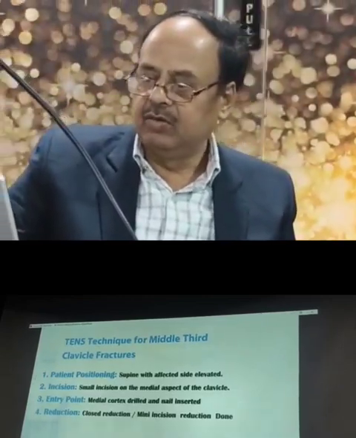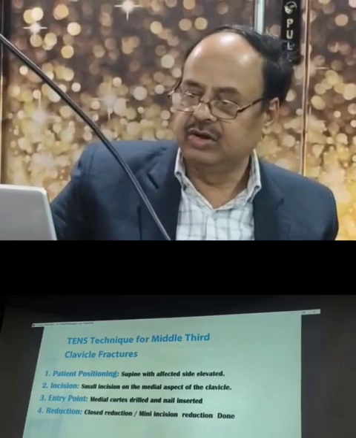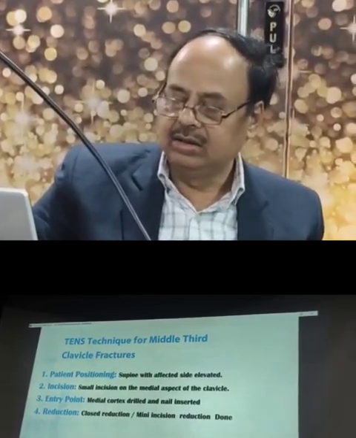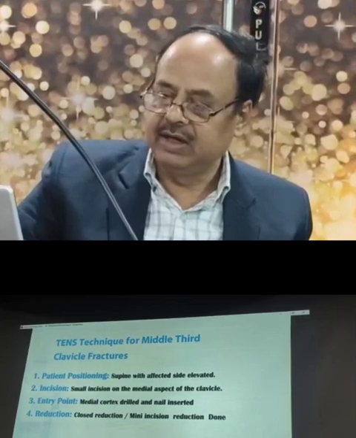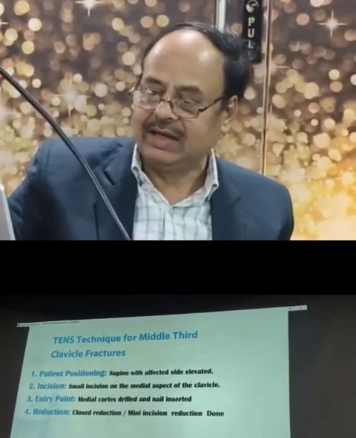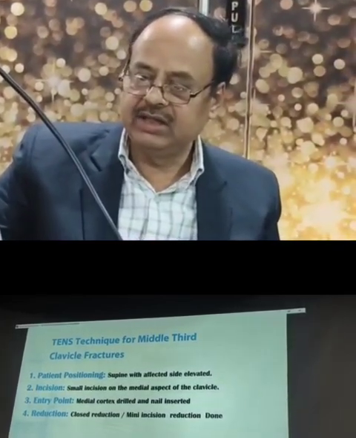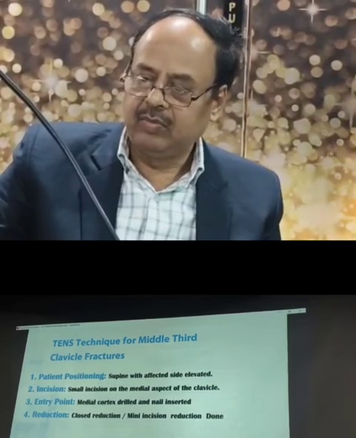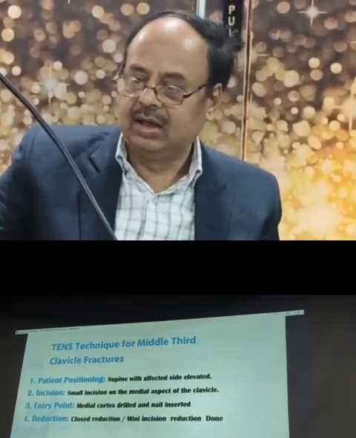So the patient lies supine with the affected limb elevated and hanging outside the table so that the reduction can be done by abduction and external rotation of the shoulder. For the incision, it is 1.5 centimeter lateral to the sternoclavicular joint, and after making the incision, we make a hole with the help of a drill bit or a bone awl.